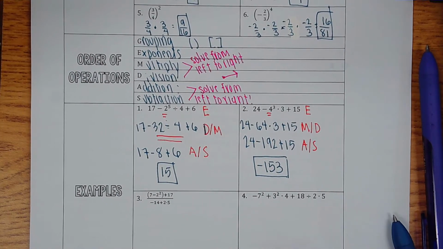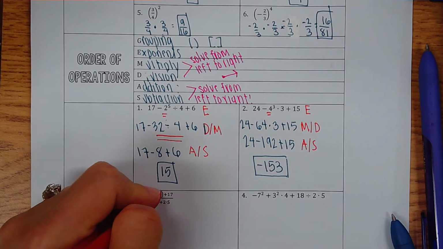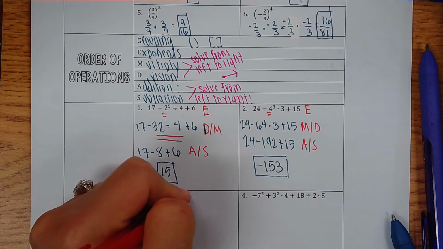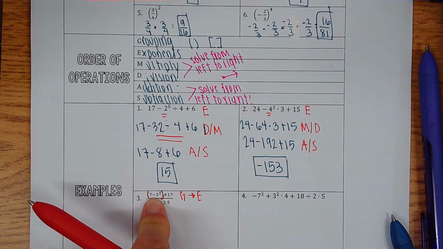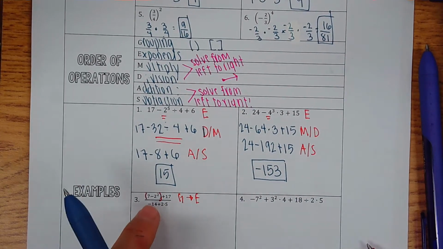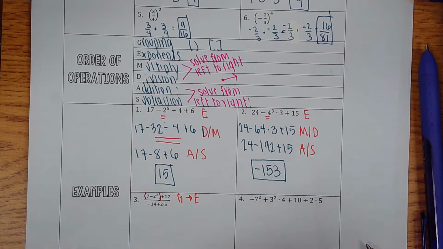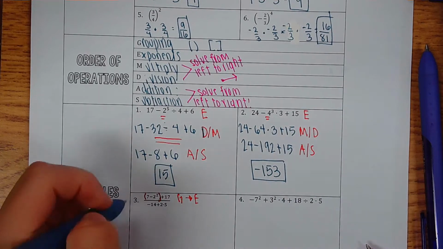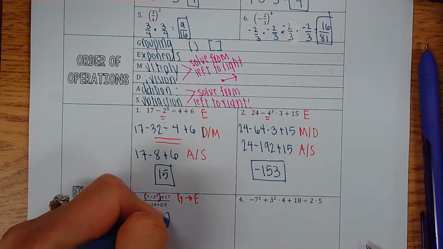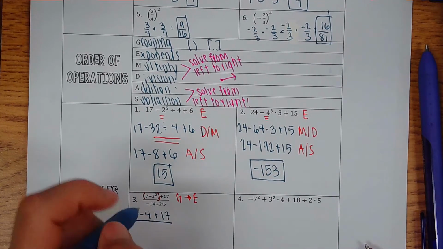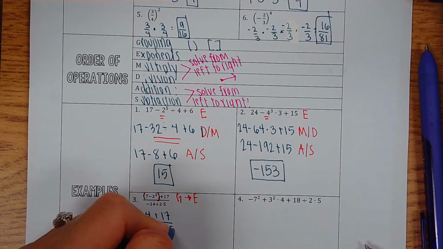We have some grouping symbols here, right? Don't we have some grouping symbols? But within those grouping symbols, we have an exponent. So we're going to do these grouping symbols first, but then we have to do that exponent. So I'm going to square that negative 2, right? And the negative is not in the parentheses. So it would be 7 minus 4 plus 17 all over negative 14 plus 2 times 5.